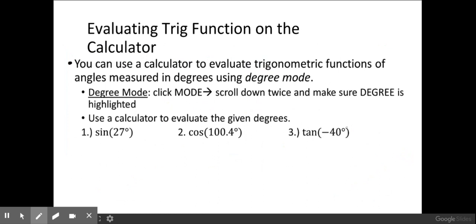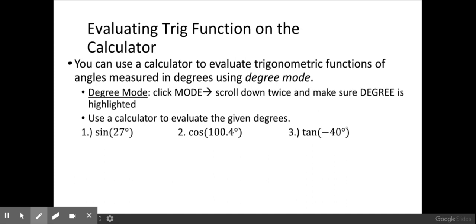So you can use the calculator to evaluate trig functions of any angles measured in degrees as long as you are in degree mode. So on your calculator, to get into that mode, you need to click mode, you scroll down twice, and you make sure that degree is highlighted in black, not radian. So once it's highlighted in black, you can press second quit.